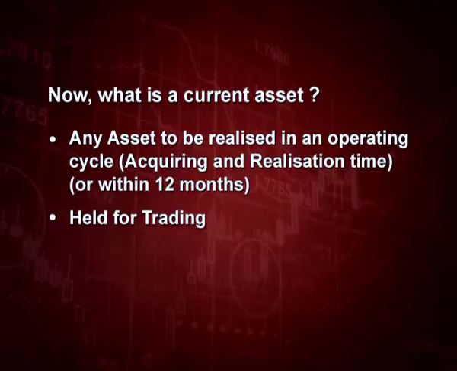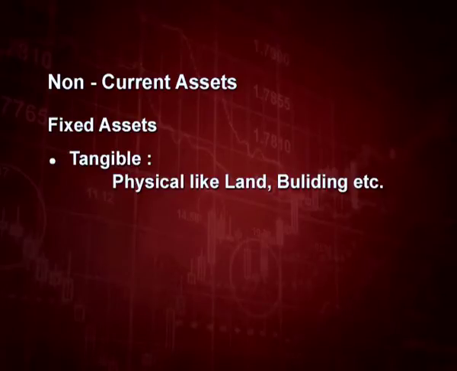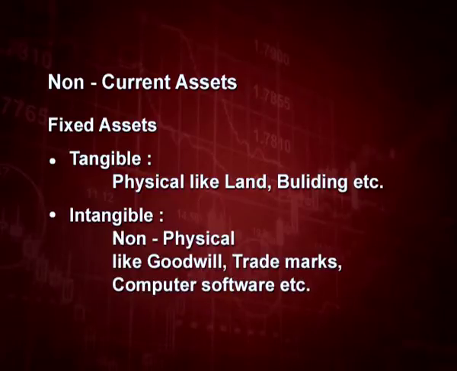It is also a current asset if it is held for trading or it is cash or cash equivalent. So, naturally, a non-current asset is one which does not fulfil these conditions. Let us start with non-current assets first. Fixed assets, in which we have to give the detail: what are the tangible fixed assets? Tangible means physical, like land, building, etc. Then the next point is intangible assets, which are non-physical, like goodwill, trademarks, computer software, etc.